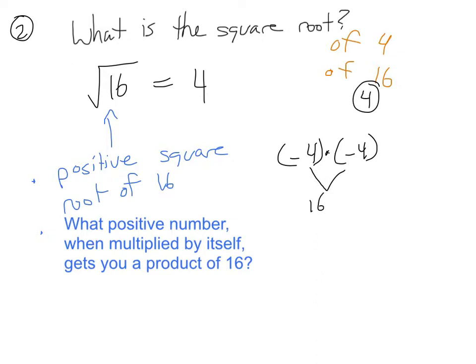Okay? So let me explain this a little further. When you see something like that, what that means is what positive number, when multiplied by itself, gets you 100. And we would say positive 10 times positive 10 is 100. So 10 is the positive square root of 100. But what if I gave you this?